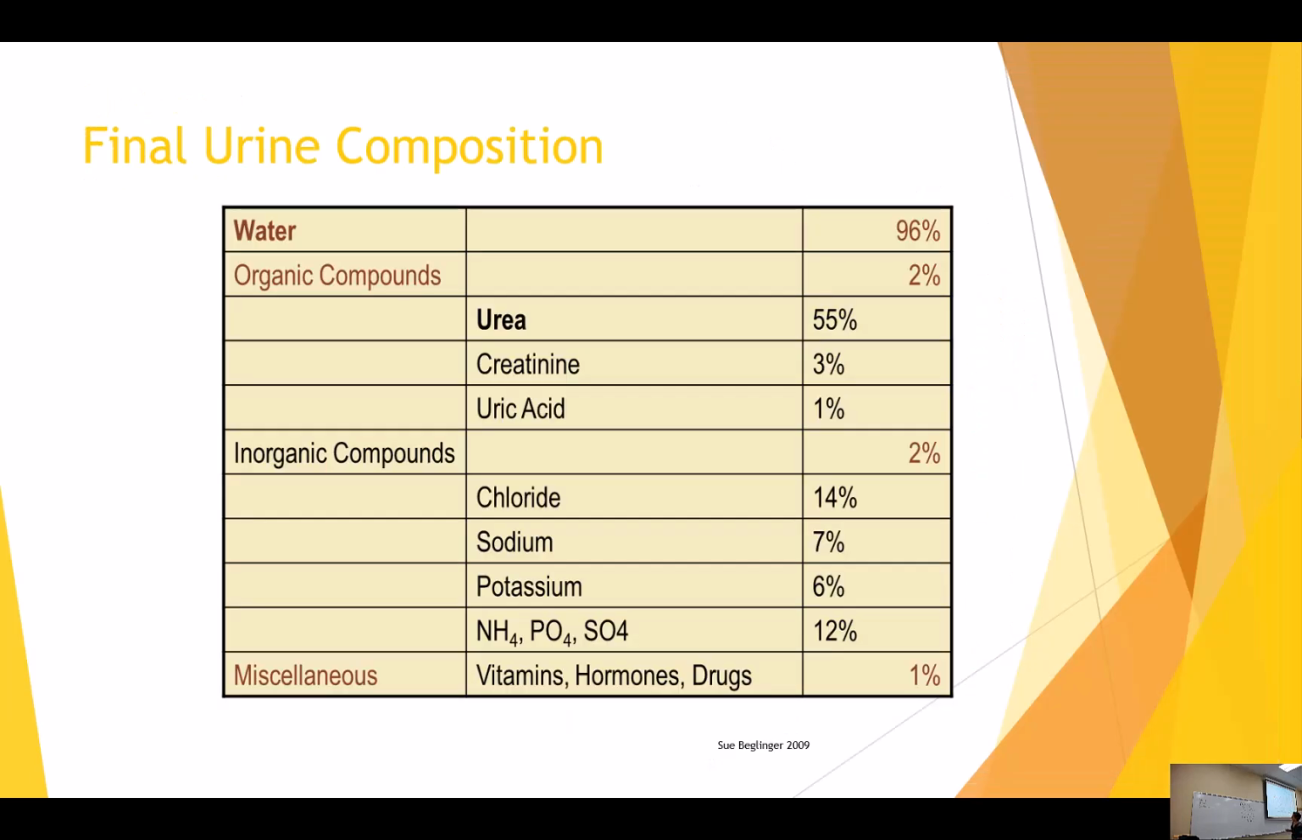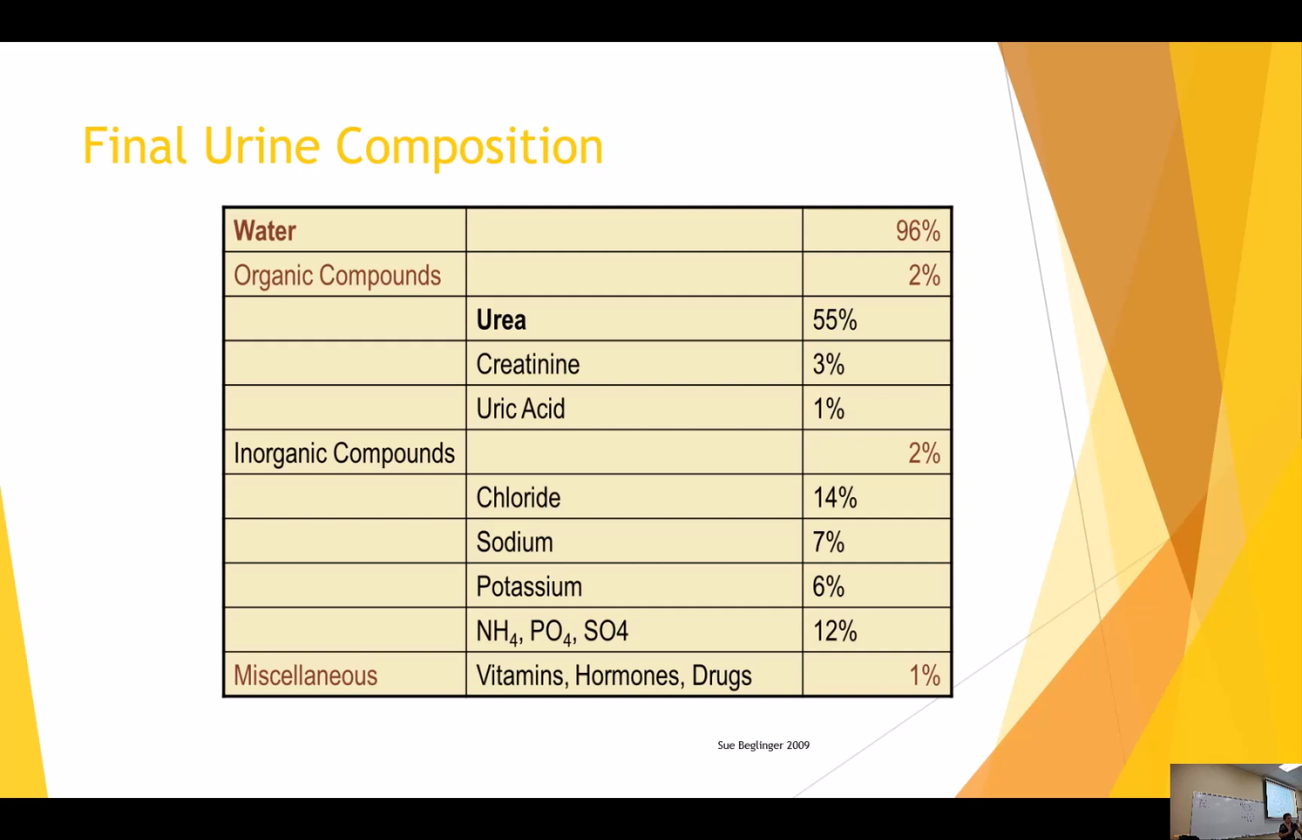So final urine composition, 96% is going to be water, 2% organic compounds, 2% inorganic compounds, and 1% miscellaneous. Hopefully you are all looking at this going, but Leah, wait, there's a problem. I have 101% there. That doesn't add up.